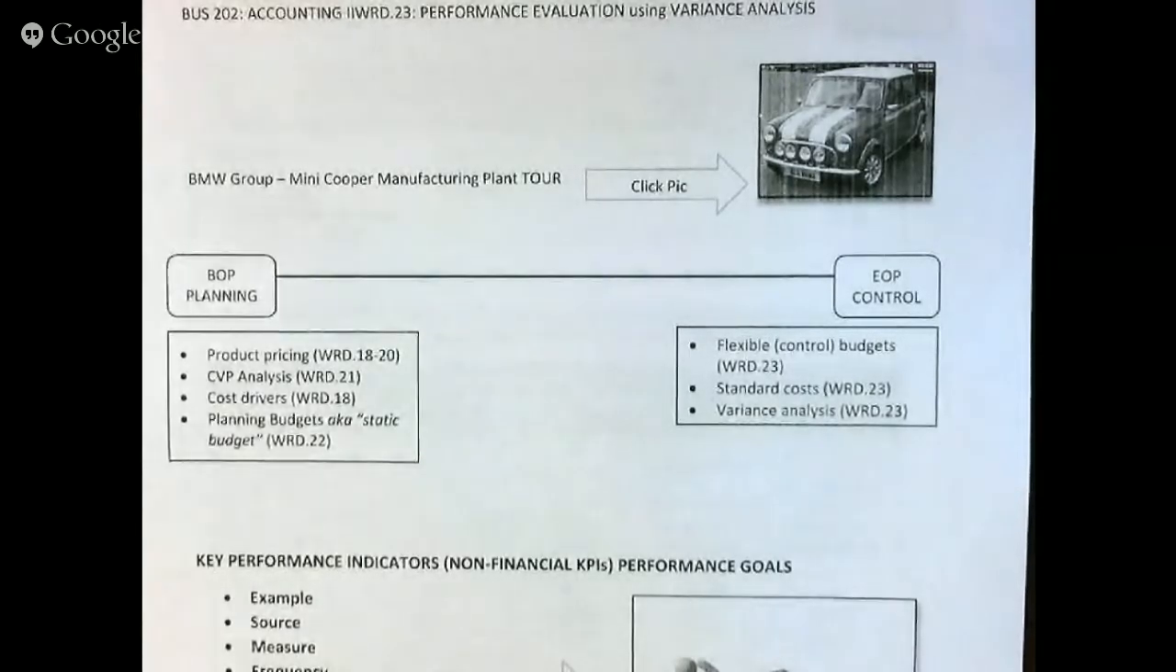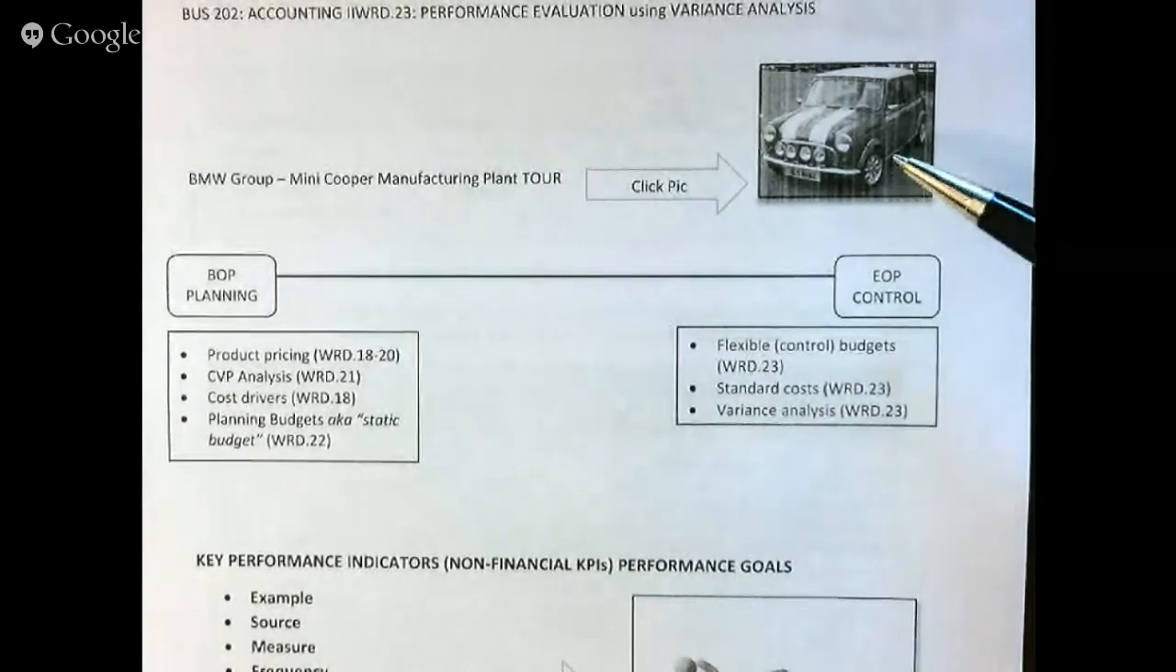Anytime you're dealing with manufacturing, it always is a good idea to have a picture in your mind of the factory that you're trying to work with. And the Cameo chapter company is the BMW Group Mini Cooper.